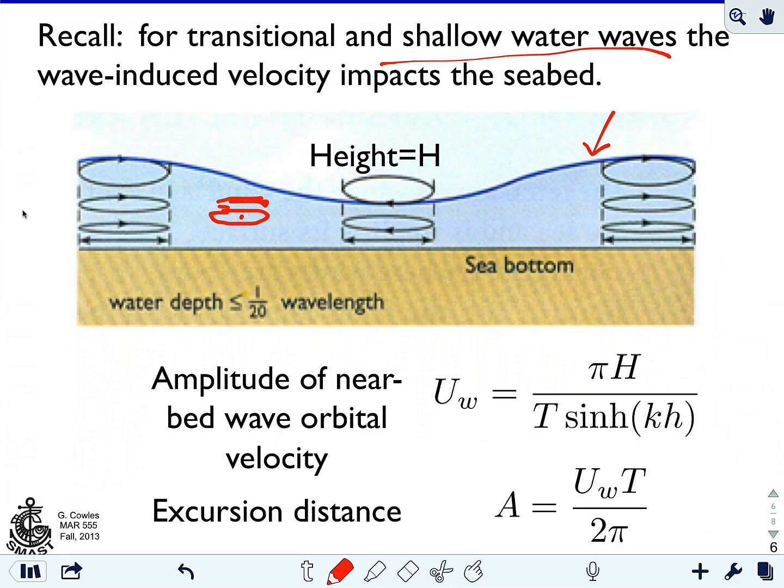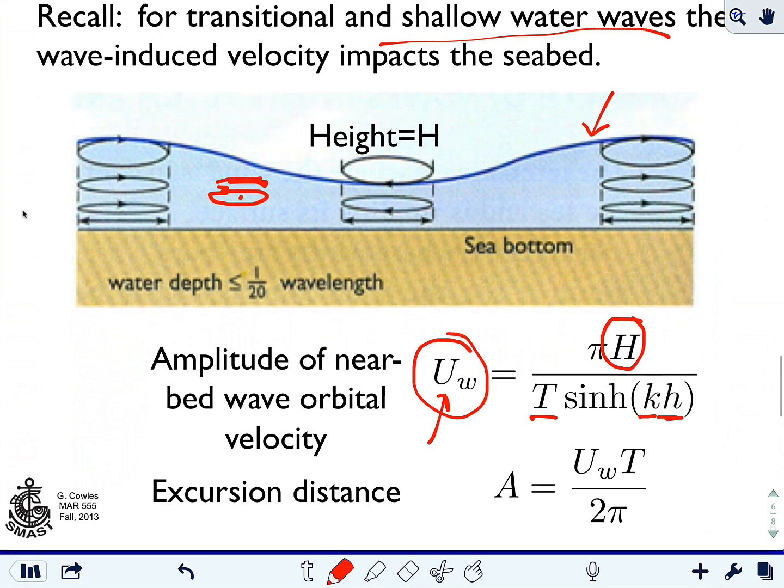And the velocity very near the bottom here, UW, is related to the wave height. Capital H is the wave height, little h is the depth of the fluid, T is the wave period, and K is the wave number, inversely related to the wavelength. From this we can calculate a near bed wave orbital velocity in meters per second.